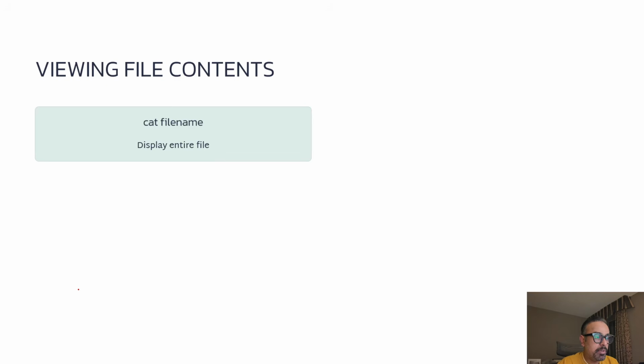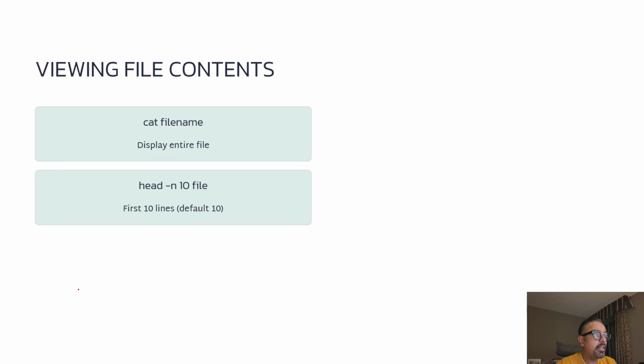So cat filename displays the entire file content at once for you. It's quick and simple for small files, but if you are going to use a large file, it is going to flood your screen with a lot of output. So you have to take care of it.